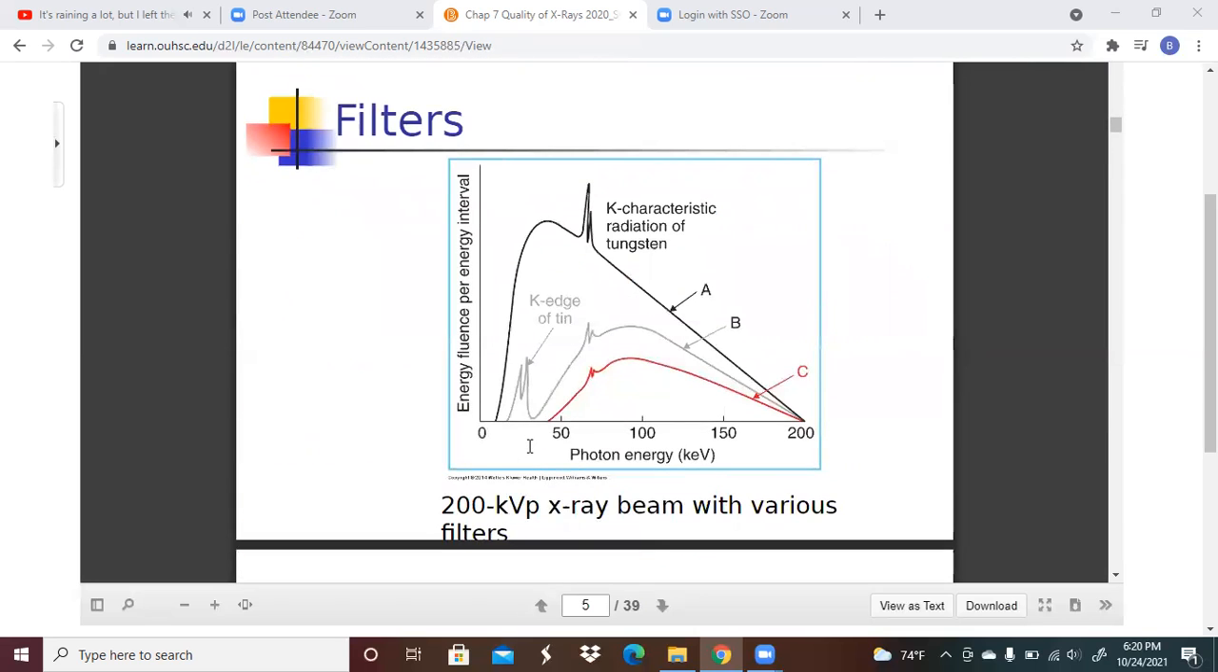So here you have a picture of a 200 kilovolt peak X-ray beam with various types of filters. You can see here that you've got the energy fluence per energy interval, and you can see the different photon energies as they go through. So you can see the K characteristic radiation of tungsten. You can see it here for tin.